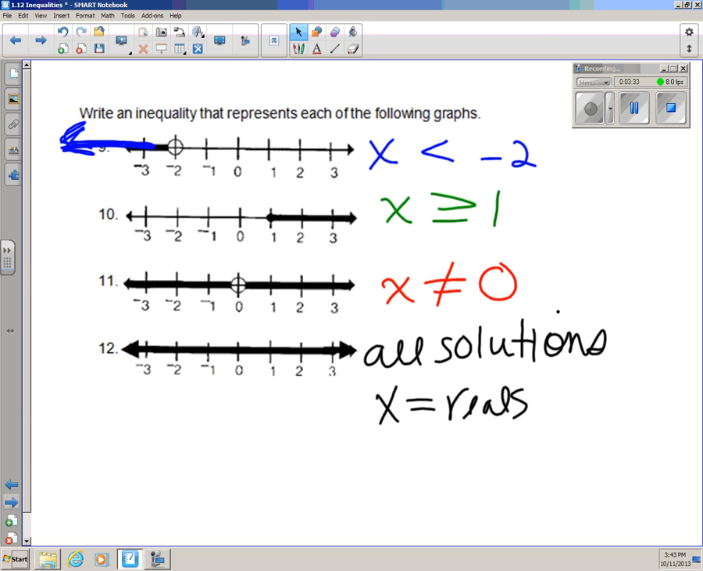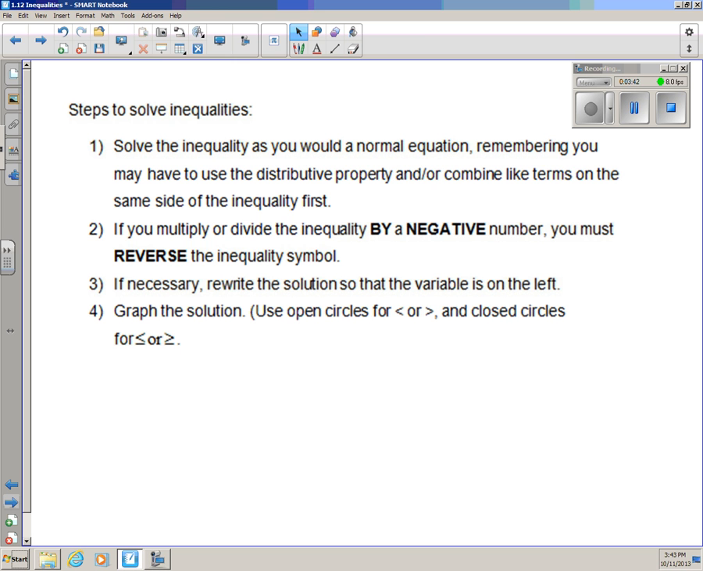The open circle and the closed circle hopefully are nothing new to you. I think you did this last year with graphing. When you start solving inequalities, you're basically doing the same thing as you would with a normal equation, remembering that you might have to use the distributive property and or combine like terms on the same side. The part that you have to realize is that if you multiply or divide any inequality by a negative number, you have to reverse the inequality symbol. That's what we did in the do now, where you saw that when we multiplied and divided by a negative, to keep the answer true, you had to flip those symbols.